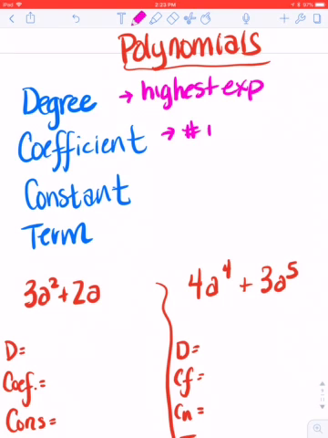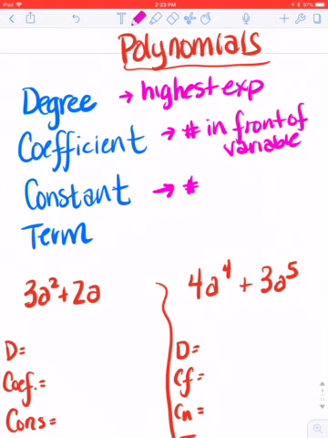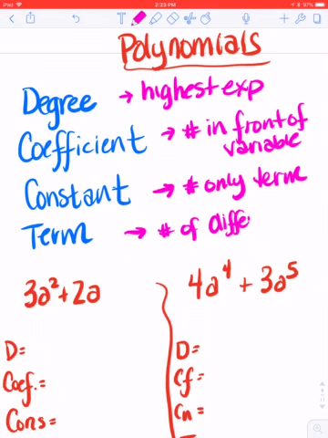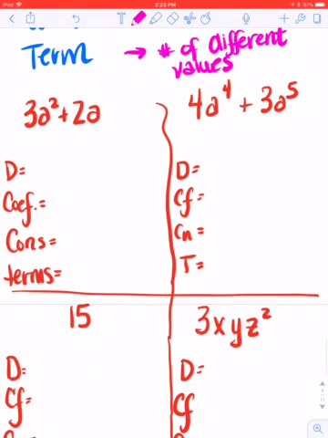Coefficient is the number in front of the variable. A constant is a number-only term, and the term is really the number of different items or different values in your list. So I wanted to show you a couple of them, and I started out doing degree, coefficient, constant term, and terms, and then I just kind of abbreviated through the rest of these.